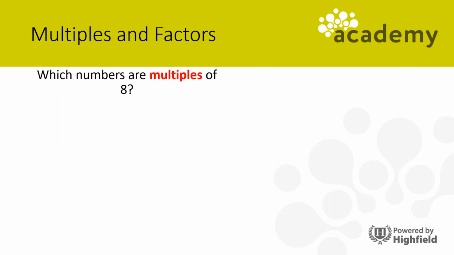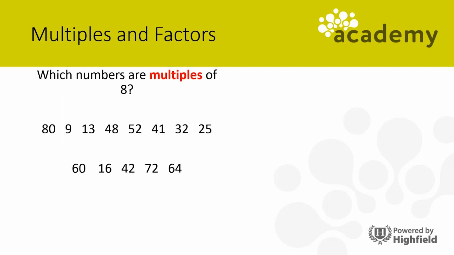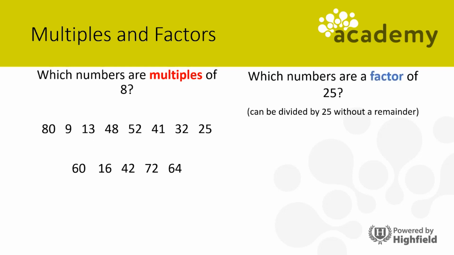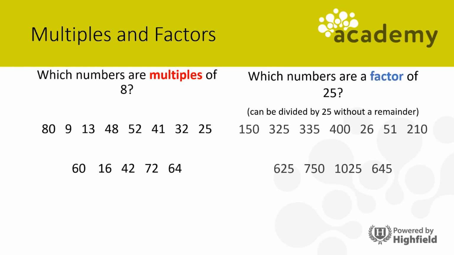Which numbers are multiples of 8? Here's a list of numbers. And which numbers are factors of 25? In other words, can be divided by 25 without a remainder. There's the numbers there. So let's look at the next slide and see which are the correct answers.